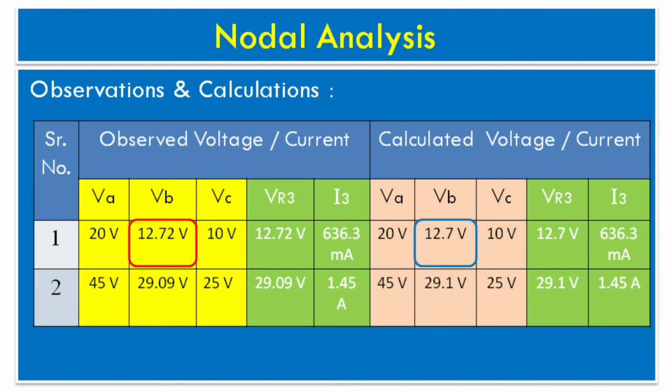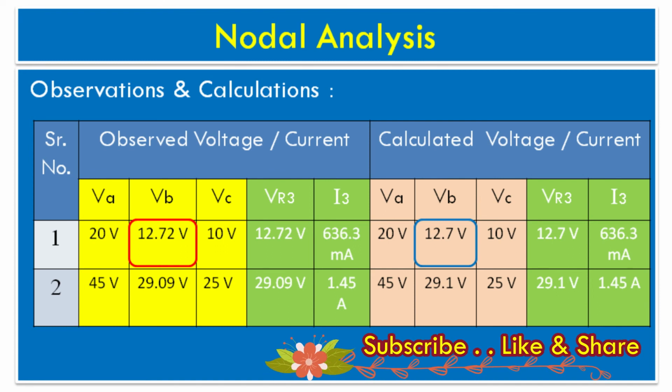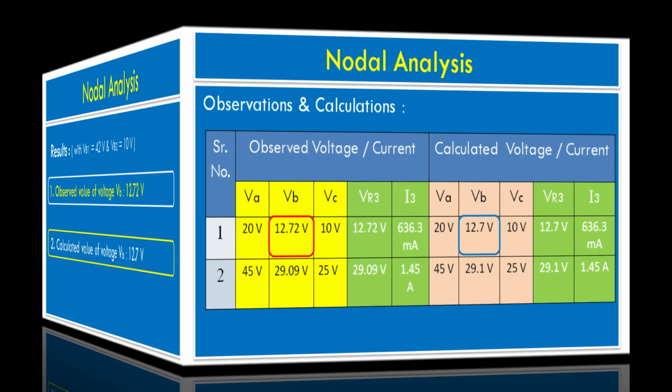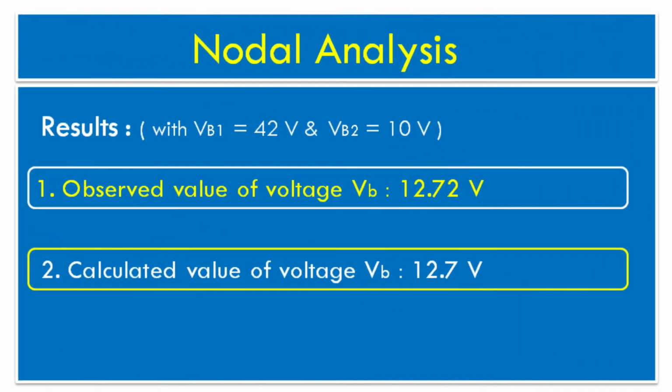We selected various ranges of DC voltage sources V1 and V2 and measured node voltages VA, VB and VC with voltage VR3 and current I3 through resistor R3. For calculations of node voltages, refer to the link given in the description on nodal analysis. Let's see the results of the nodal analysis experiment with voltage V1 equal to 20 volt and V2 equal to 10 volt. Result 1: observed value of voltage VB is equal to 12.72 volt. Result 2: calculated value of voltage VB is equal to 12.7 volt.